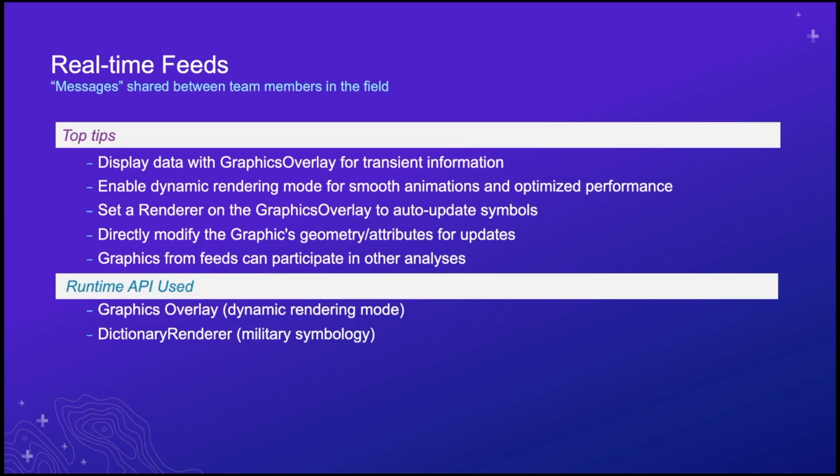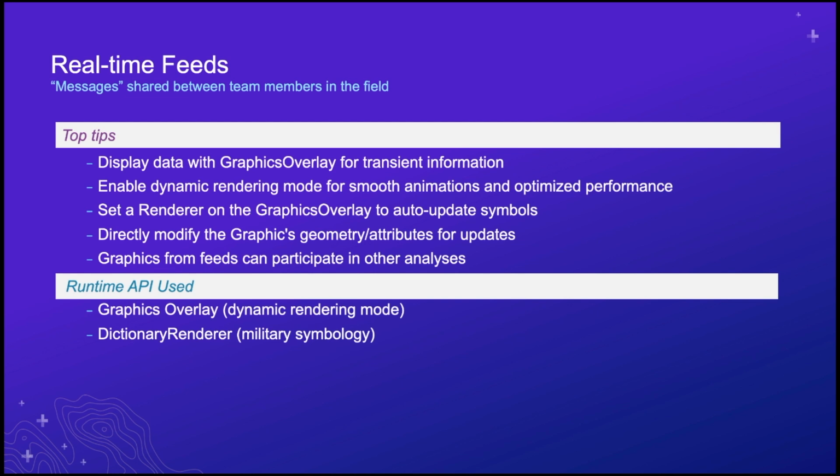So let's take a look at how you can accomplish real-time feed functionality in an ArcGIS Runtime application. First, we'll cover some top tips and the runtime APIs that are used, and then we'll go into some code examples. For the top tips, first would be to display your data using a graphics overlay, because this is what's best for working with transient information. If you need data that's going to be persisted, that should be done using a layer type like feature layer, for example. In this case, we'll be getting data in, we might want to update it, and then we might want to dispose of it. This is best suited for graphics.